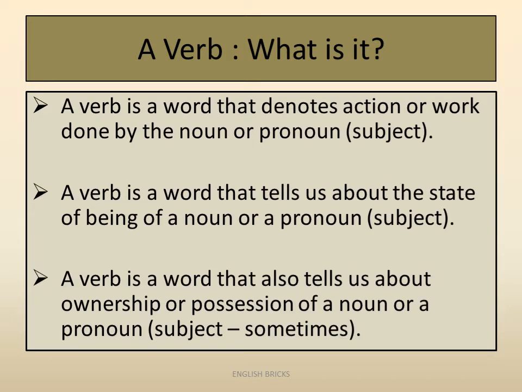I know what you're thinking, and what you're thinking is right. A verb is a word that denotes action, or talks about the action done or the work done by the subject. That could either be a noun or a pronoun. Excellent. I'm sure you got this right. A verb is a word that tells us about the state of being of a noun or a pronoun, the situation that subject is in. A verb is also a word that tells us about the ownership, possession of a noun or a pronoun, the subject, sometimes. So in short, a verb talks about action, work. It talks about state of being or situation or condition. It also talks about ownership or possession. So these are the primary functions of a verb. Got it?